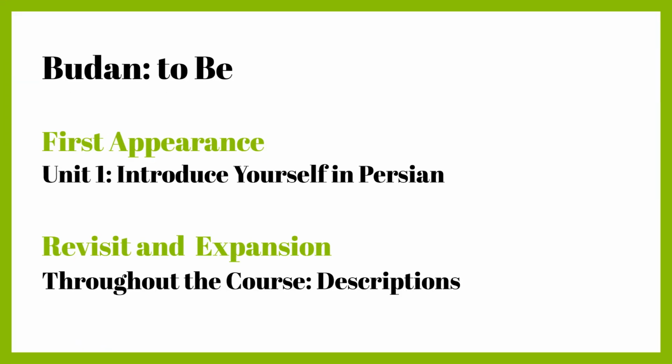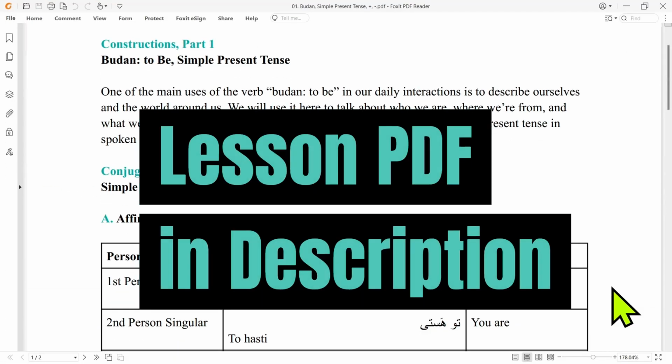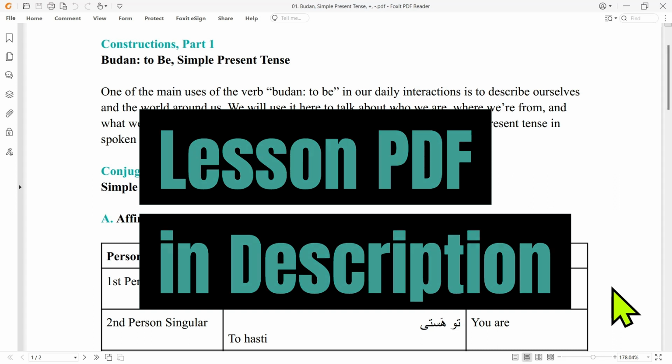Here we're going to learn the most important concepts, constructions, and systems of the language to build a solid foundation for Persian communication. The first verb we're going to work with in this series is Budan, to be. One of the main uses of Budan in our daily interactions is to describe ourselves and the world around us. We will use it first in Unit 1 of our communication-focused Persian course to talk about who we are, where we're from, and what we do, and we will get back to it later on throughout the course for different types of description. But first, let's see how we can form it for the simple present tense in spoken Persian.